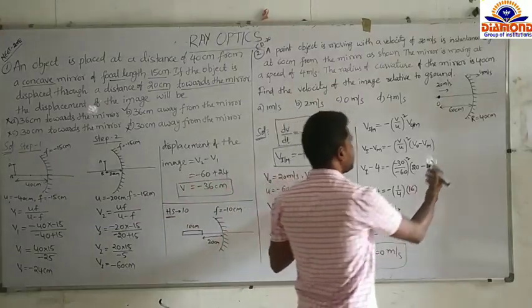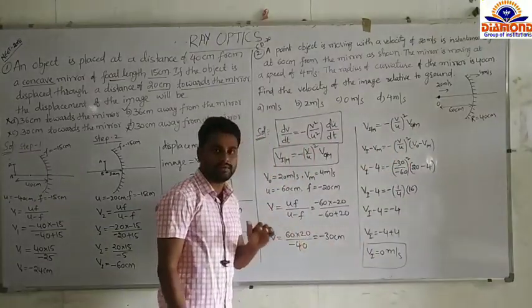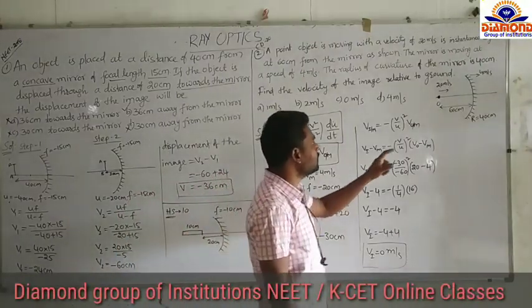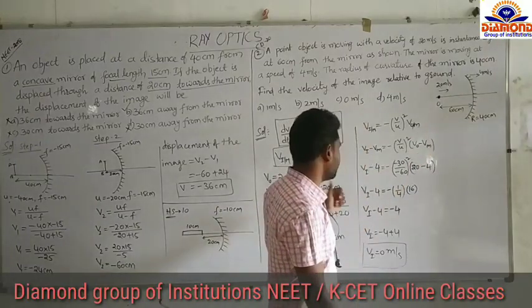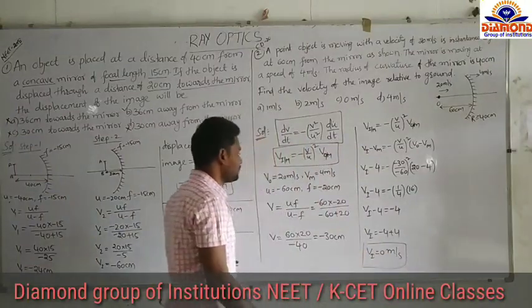And they have given the radius of curvature as 40 centimeter. From that we can find the focal length, which is equal to half of the radius of curvature. That is 40 by 2 equals 20. The focal length for a concave mirror is negative, radius of curvature is also negative. So f equals minus 20 centimeters.